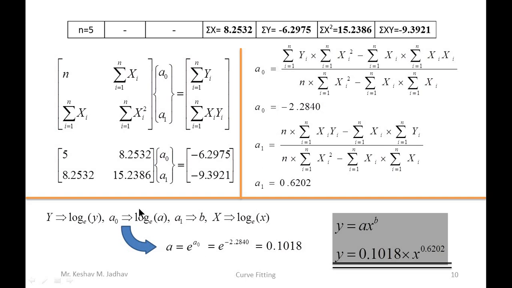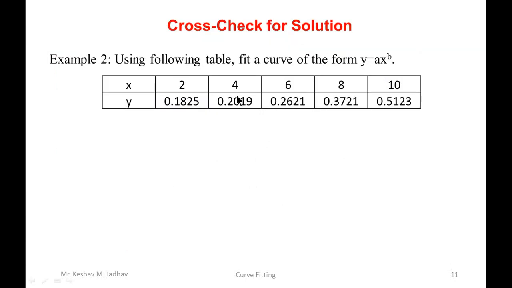So when we take log to the base 10 on both sides, then here we need to take 10 raised to A0. So in that case also we will get the same solution. Now we will cross check our solution. So this is the given problem and this is the power fit for given data points.